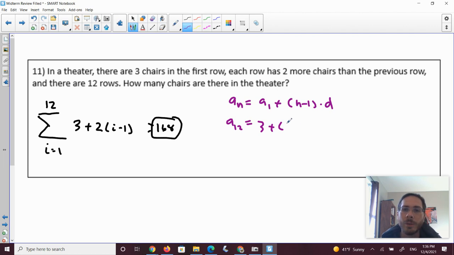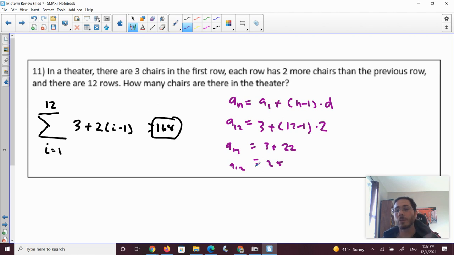So we've got 12 minus 1. And then d is how much we go up by every time. We're going up by 2 every time. So this is going to simplify to 3 plus 22, 11 times 2. So a sub 12 is 15.